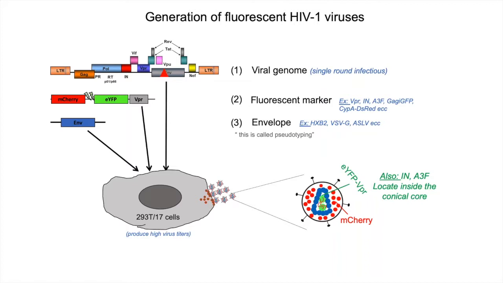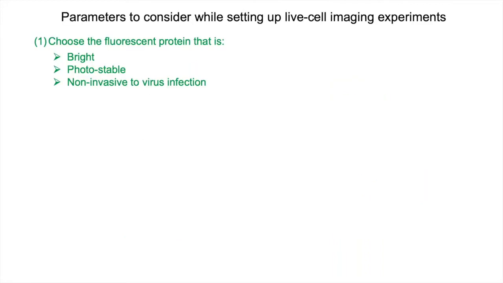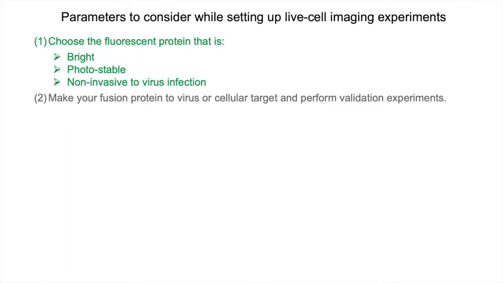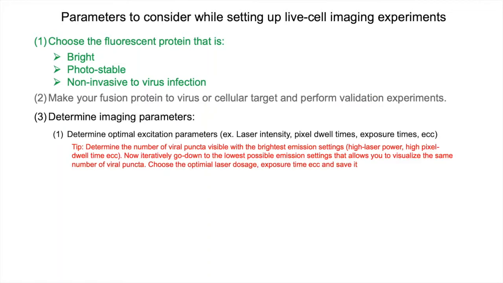So when you take these viruses and you go to do live-cell imaging, some of the things that you want to consider is that the fluorescent protein that you're attaching to your virus needs to be bright, sufficiently photostable, and it should not affect virus infection. Because you're studying virus infection, you don't want to affect it with your fluorescent protein. Then you can perform validation experiments. Once you know this is a good fluorescent label, you take these viruses, infect cells, and you're ready to start your imaging experiments.